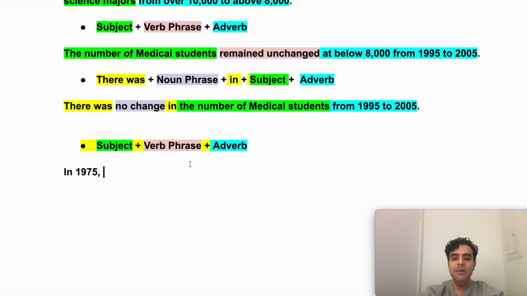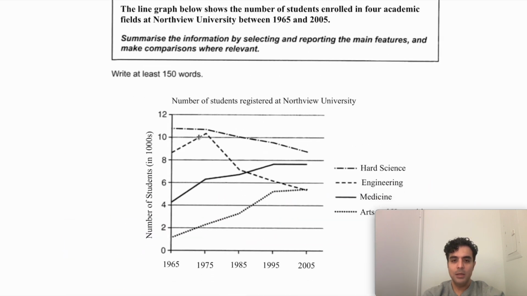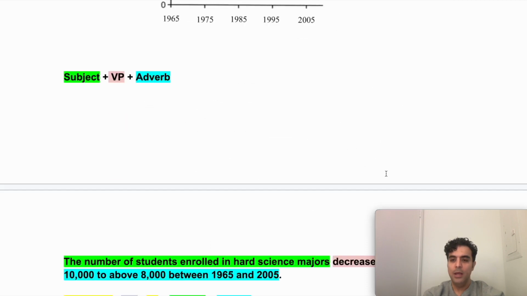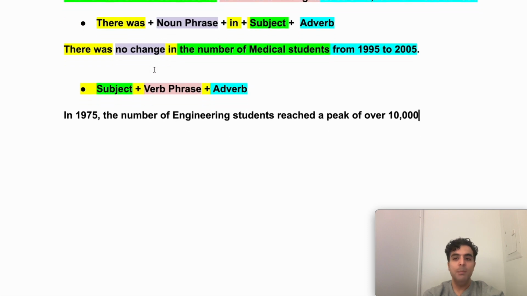Remember, every time you begin a sentence with an adverb, you place a comma after it. So in 1975, the number of engineering students, okay, so here we have the adverb, we have the subject, and now we want to say that it hit the roof. So I'm going to say reached a peak of, I would think it was over 10,000, if I'm not mistaken. So let's just double check real quick. Yes, it was over 10,000, and it happened in 1975, and it corresponds to engineering students. So it looks like it's correct.